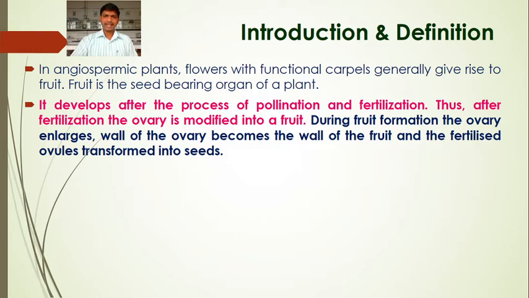The androecium consists of anther, filament and connective. The anther produces functional pollen grains. These pollen grains are released after anther dehiscence and fall on the stigma of the same flower or a different flower. This process is called pollination. So what happens in pollination? There is a transfer of pollen grain from the anther to the stigma of the flower.